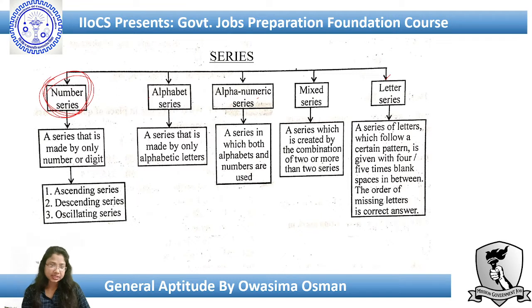And what is number series? A series that contains only numbers or digits, or is made by only numbers or digits, you can call a number series. Number series basically happens in 3 categories: ascending series, descending series or oscillating series. Ascending series means it happens in increasing order. And descending series is a series that happens in decreasing order.